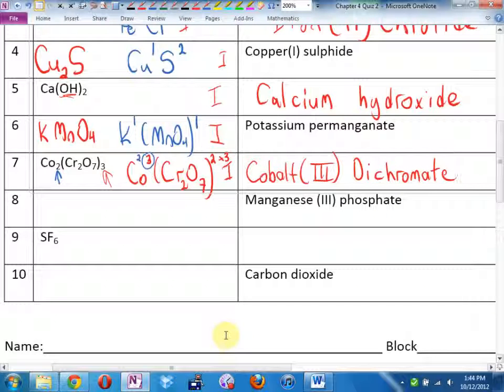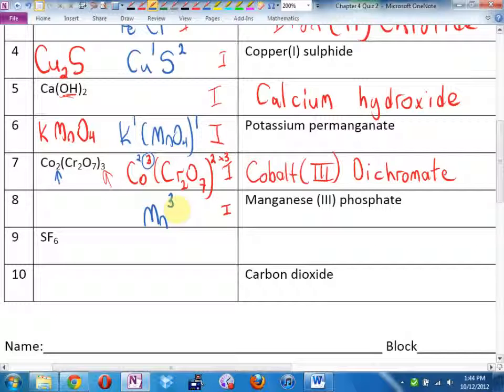Number 8. Manganese 3 phosphate. Okay. Manganese, ionic, because manganese, it's a metal, yes? Yes, it is. They told me the charge on manganese. Is the abbreviation for manganese Mg or Mn? Mn, and they told me the charge on it was 3. Phosphate. Now this is not phosphide. This is not phosphorus. This is phosphate.